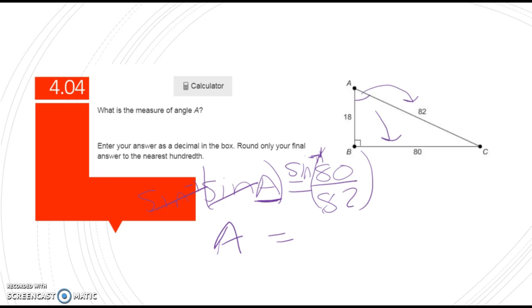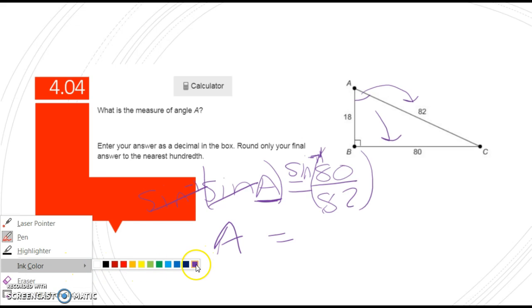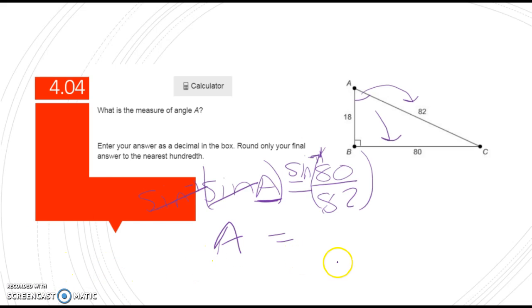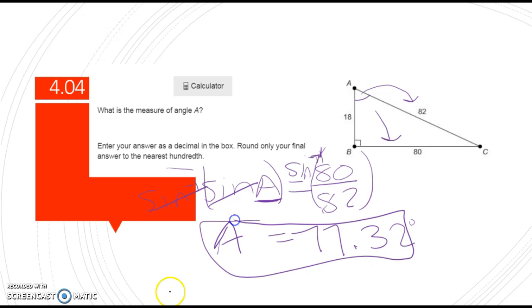So when you do that, you should end up with a degree measure. Make sure your calculator is in degree mode, not in radians. It's really important. And you should end up with a degree measure of 77.3. It says round to the nearest hundredth, so 77.32 degrees. And that's the angle measure for A.